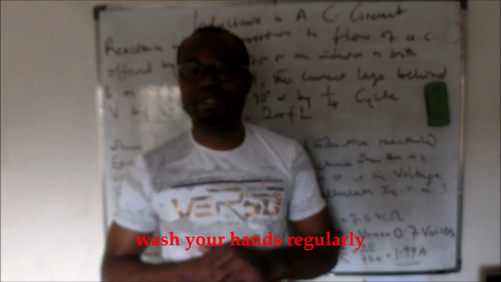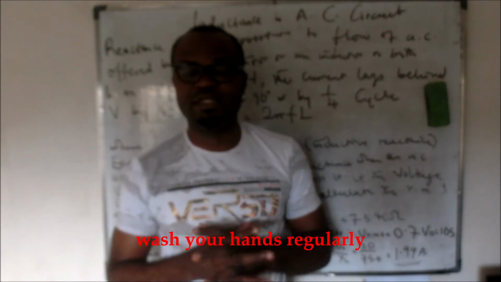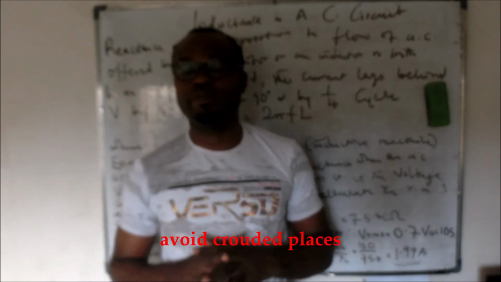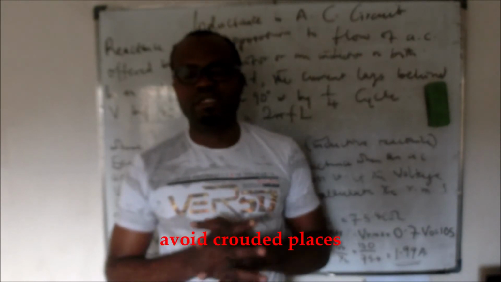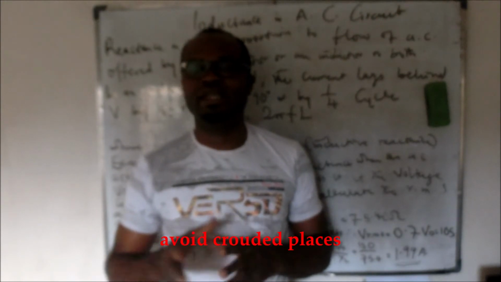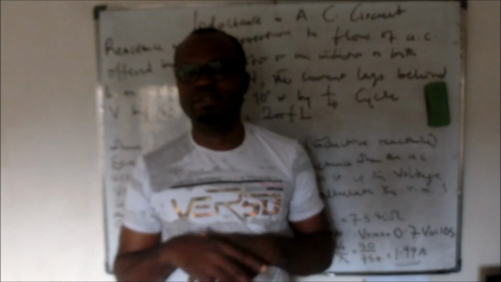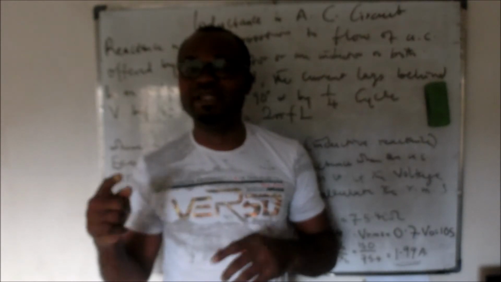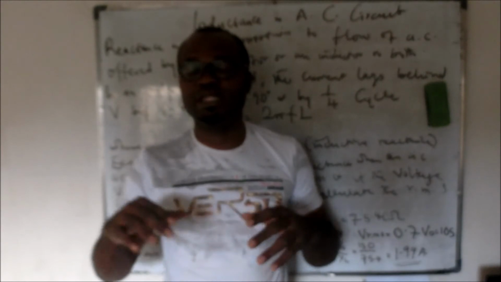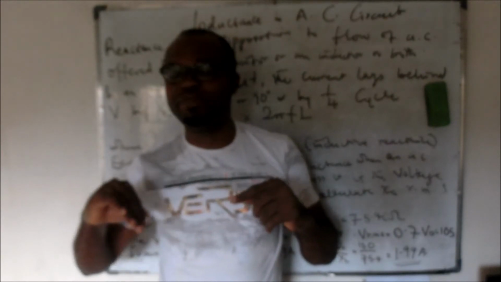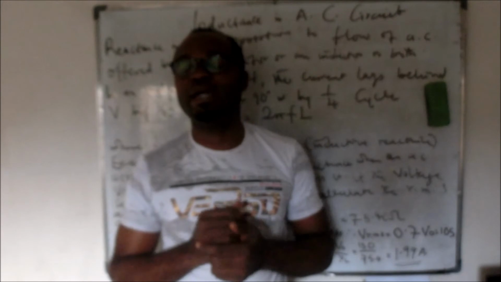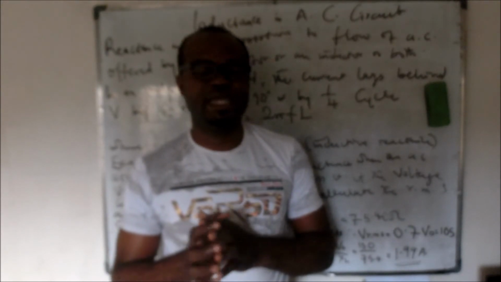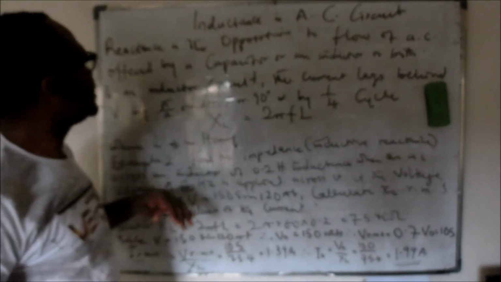I looked at capacitive reactance in the previous class. Today we're going to be looking at inductive reactance, that very opposition caused by an inductor. In such a circuit, we have the current lagging by 90 degrees, unlike a capacitive circuit where the current leads the voltage by 90 degrees. In this case, the current lags behind by 90 degrees, or by pi over 2 radians, or by 1/4 cycle. So let's look at it critically.